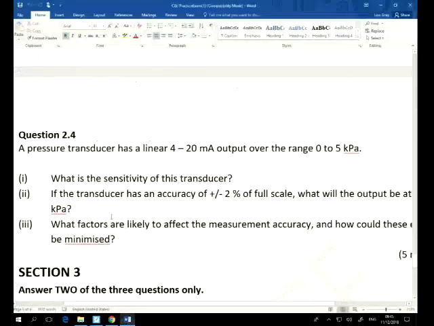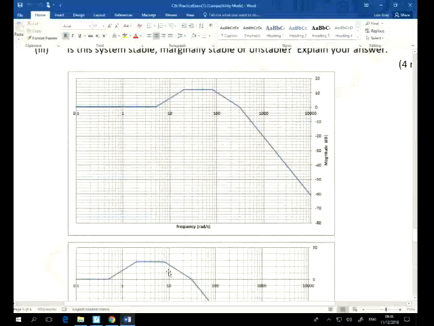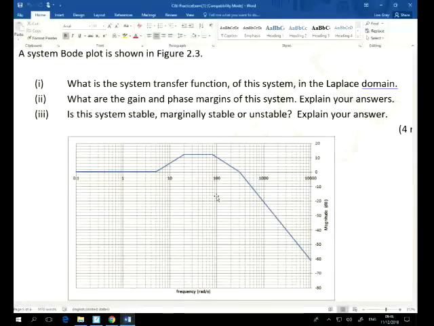Right, I need to actually find the Bode plots for this one. Okay, so we've got our Bode plots here. I wouldn't worry too much about the phase one. I would concentrate on the gain plot. It's probably easier to work out from the gain plot what's going on. So it says work out what the system transfer function is for this Bode plot.